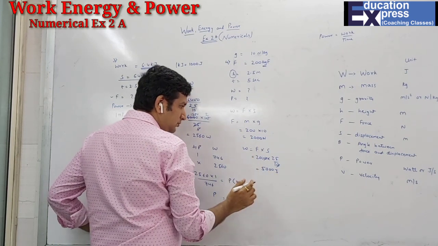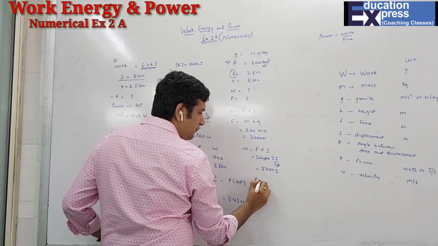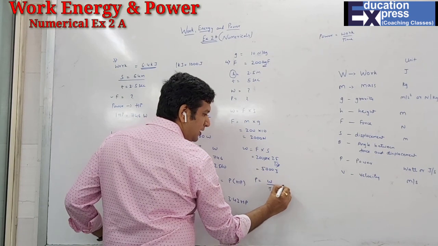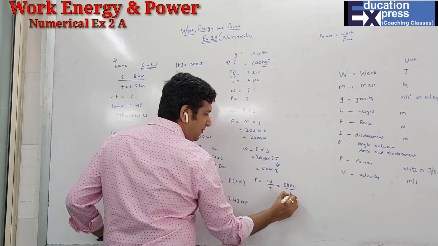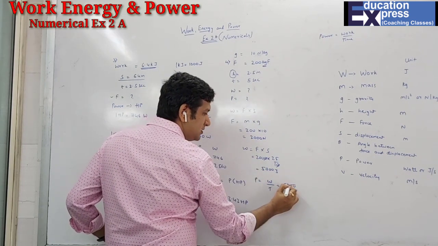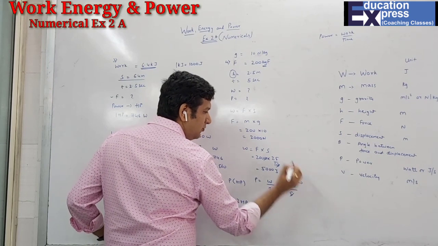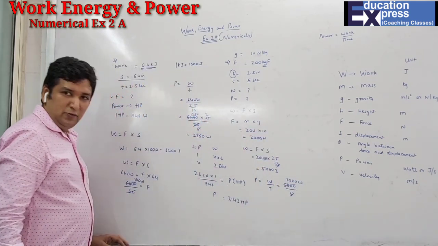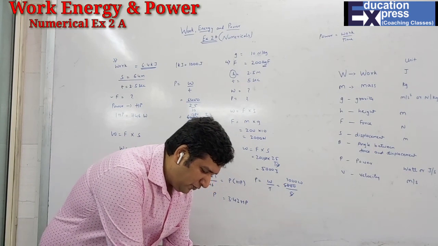Now the next part, they ask power, which is again work upon time, which is 5000 upon 5, the time is 5 seconds. The answer is 1000 watt. So it was very simple, sir. Now the fifth question.